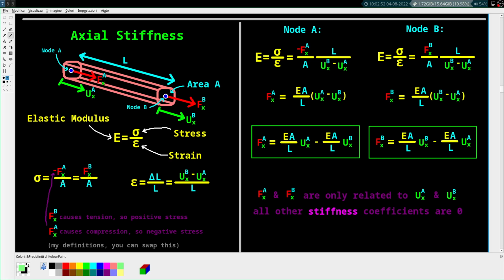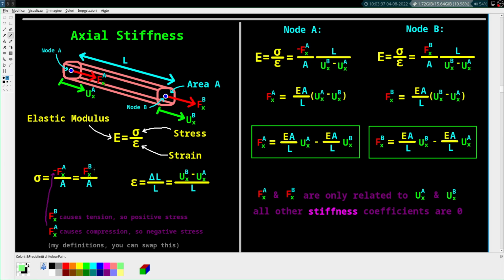So what is the stress? The stress is just the force over the cross-sectional area. Now remember, statics, right? These forces have to be equal and opposite. If they're not equal and opposite, this bar is going to fly off into space. So FA in the x direction and FB in the x direction, they have to be equal in magnitude, opposite in sign. It's a requirement.